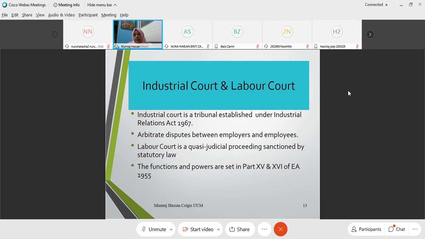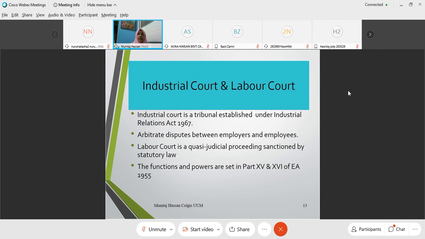You file your claim there, and the department will conciliate, which means they will discuss with you, negotiate with you, and see what your problem is. If the matter cannot be settled, then only can the matter go to the industrial court. So you cannot file your case straight at the industrial court. You must go to the industrial relations department first.